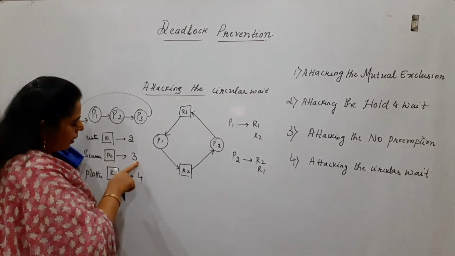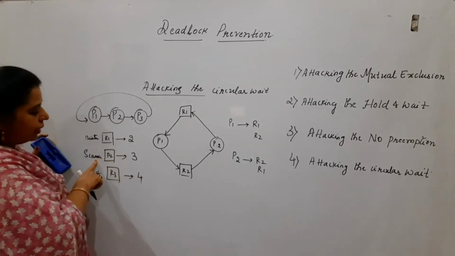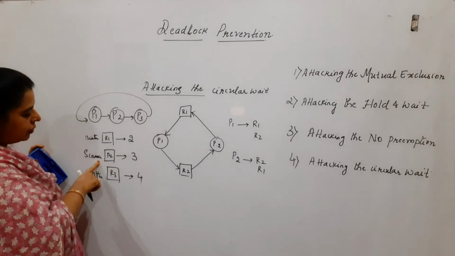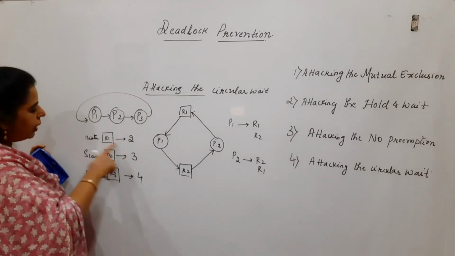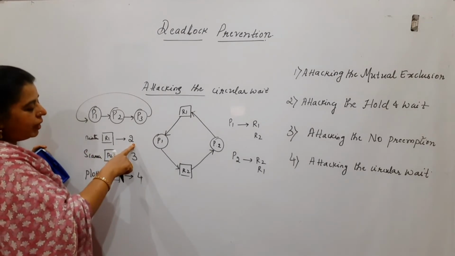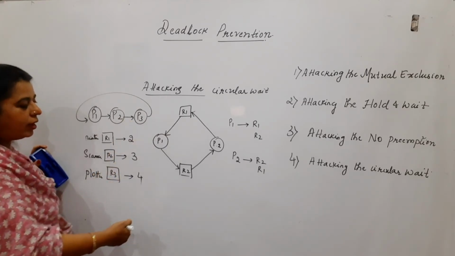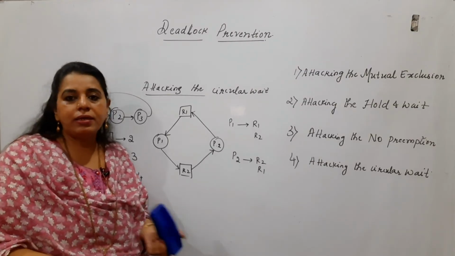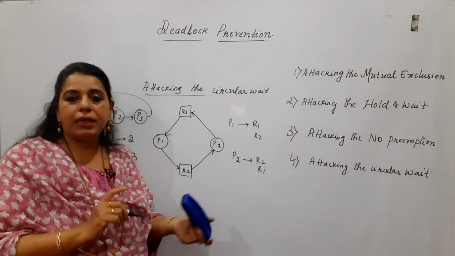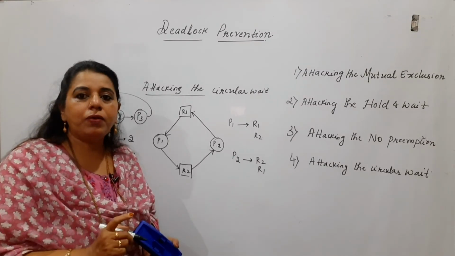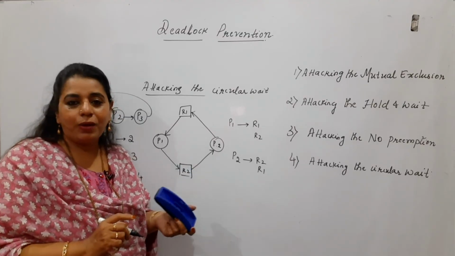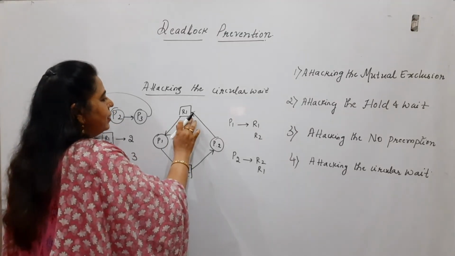If P1 makes a request for the scanner, and after that tries to make a request for the printer, it should not be granted, because this number is lesser than the previous one. It should always be in ascending order, or the system can also decide on descending order. Any one order can be decided to allocate the resources. In that way you can violate this circular wait condition and prevent the deadlock.